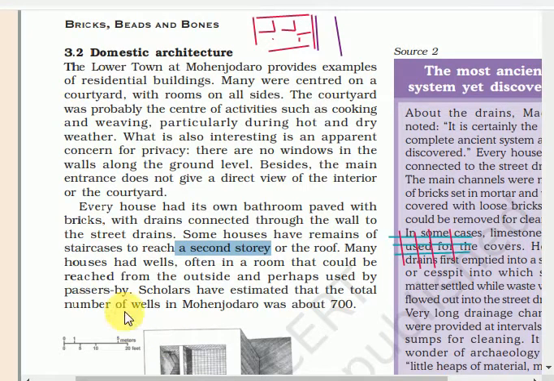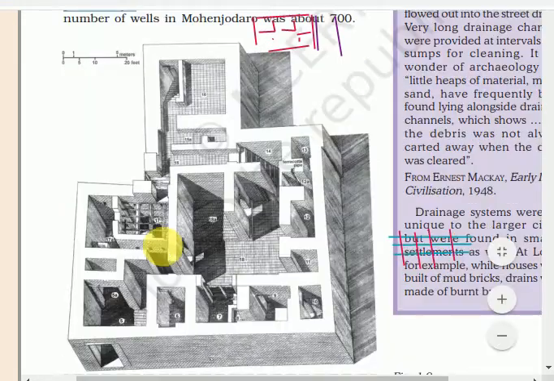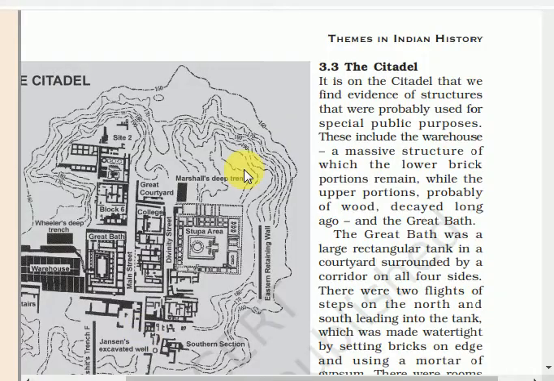Along with this, the houses had their wells. In a room, the wells were planned in such a way that both the outsiders as well as the insiders of the house could approach the well for taking water. This is the plan of one of the Indus Valley civilization houses. Now the Citadel. We have discussed lower town domestic architecture.